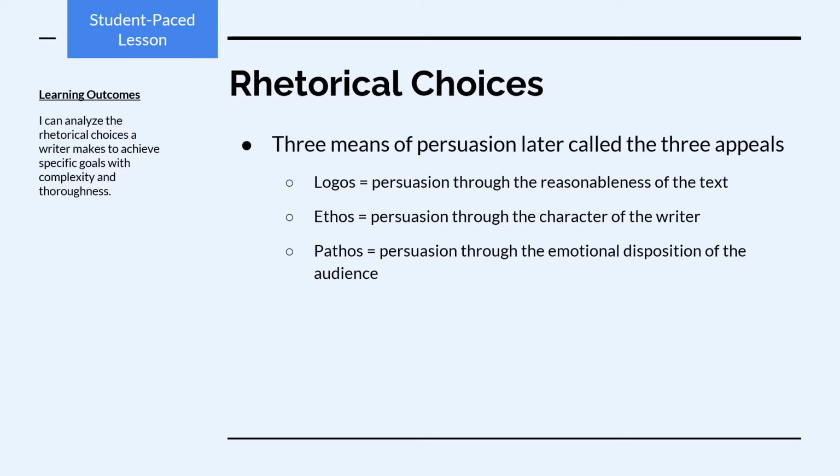Not much has changed since Aristotle first wrote that, except that these days we usually refer to the 3 means of persuasion as the 3 appeals, or the 3 rhetorical appeals. Logos, which is persuasion through the reasonableness of the text, ethos, which is persuasion through the character of the writer, and pathos, which is persuasion through the emotional disposition of the audience.